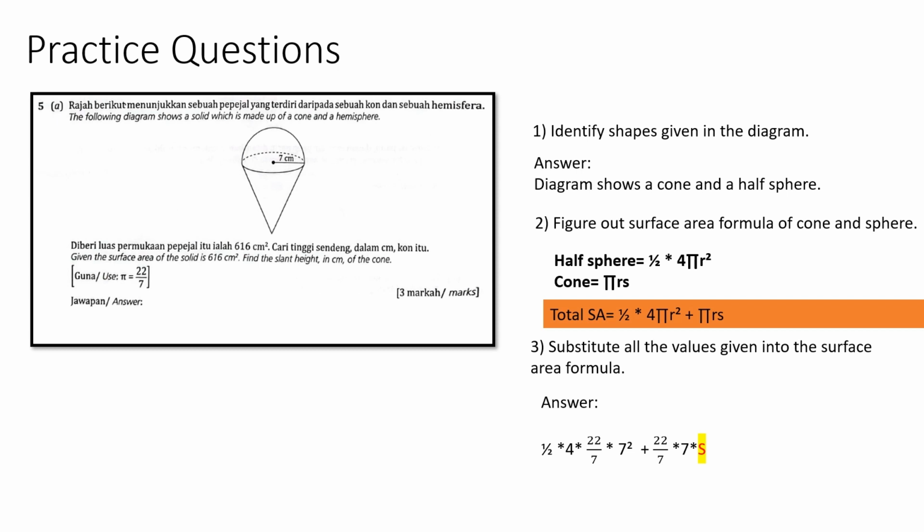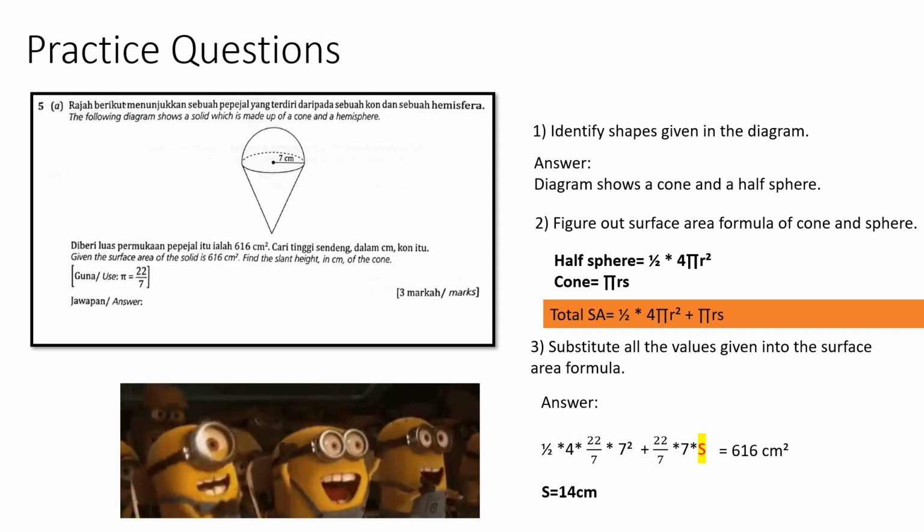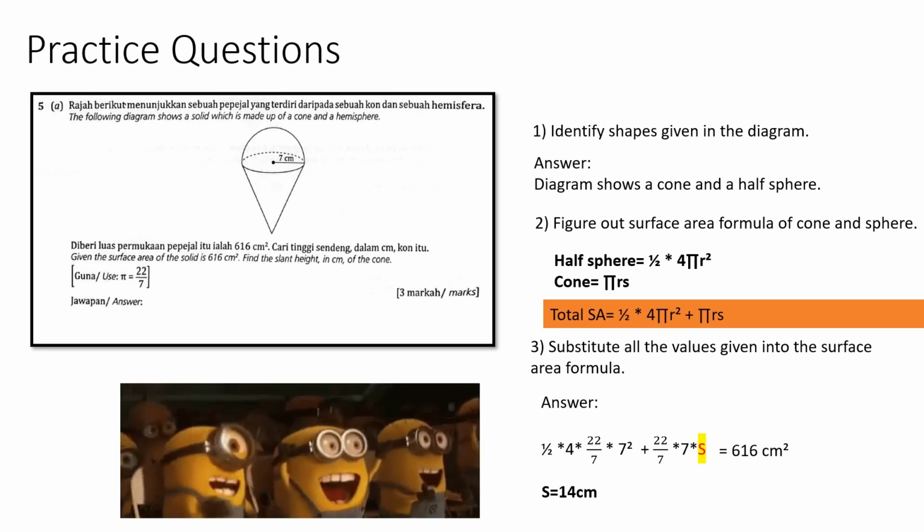Okay, the cone formula over here is given as pi rs, but the s value we don't know yet. Okay, that's what we need to find. So the s value, just replace with s. Once you solve all this, you should get a total answer of 616 cm square, which has been given in the question. So by solving this, you can actually get the answer for the slant height as 14 cm. So that will be your final answer for the slant height.